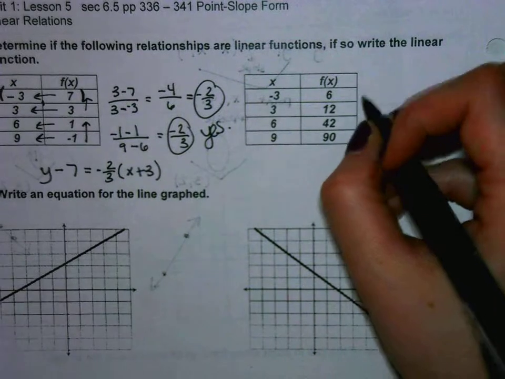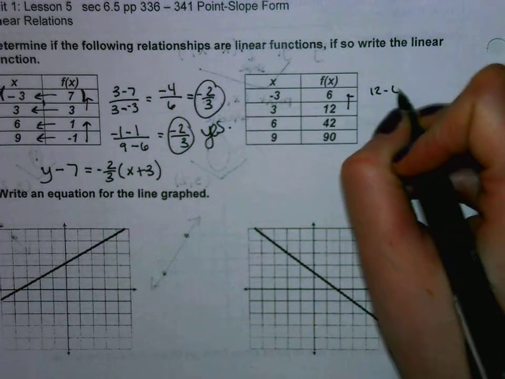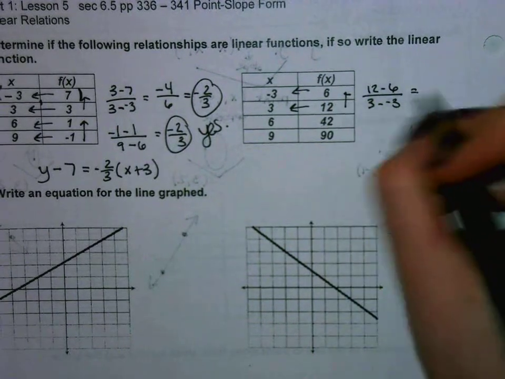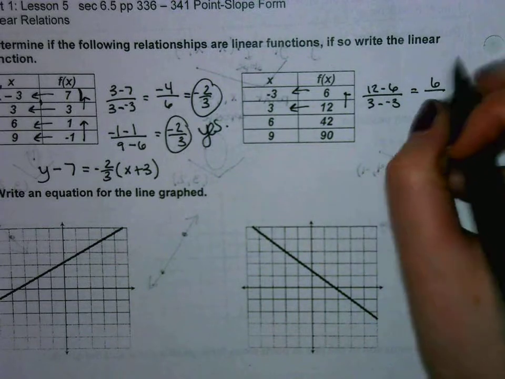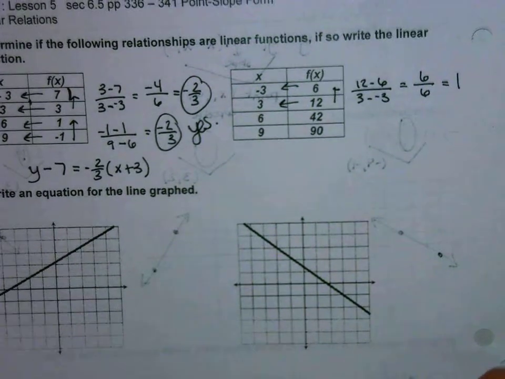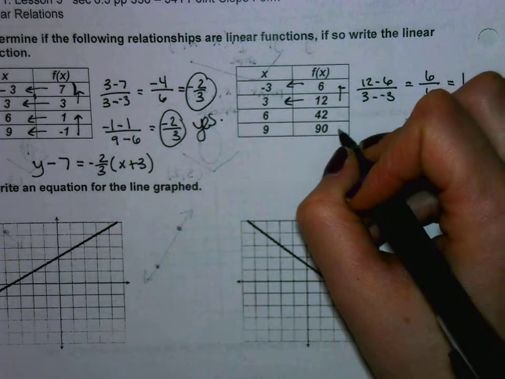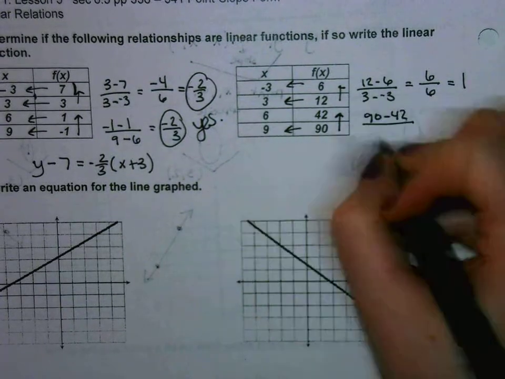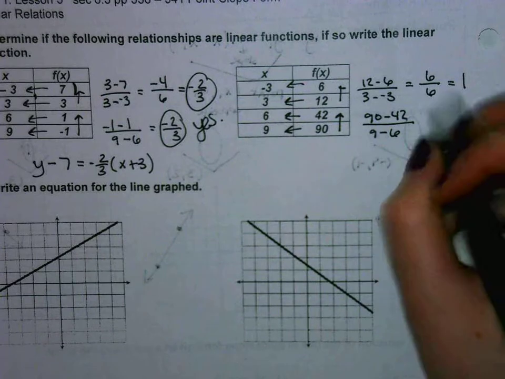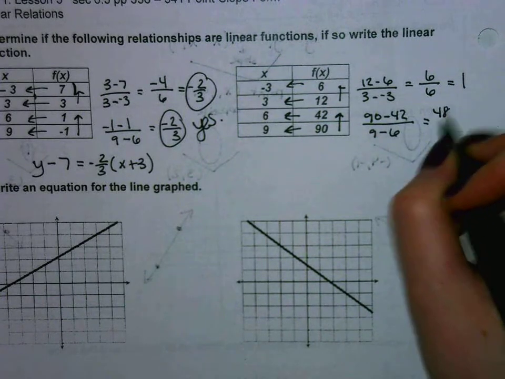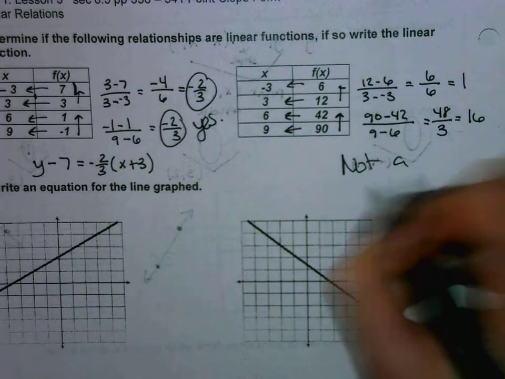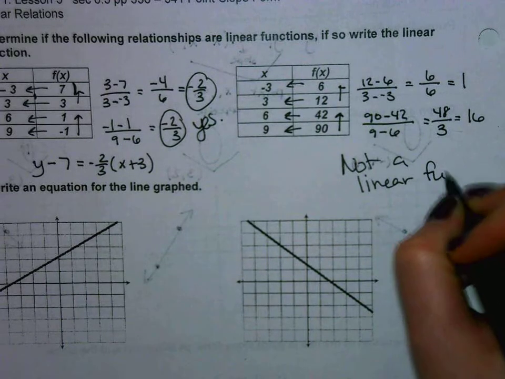So let's take a look at this second one, see if it's a linear function. So let's do 12 minus 6 divided by 3 minus negative 3. 12 minus 6 is 6. 3 minus a negative 3 is 6, which equals 1. So to make sure it's linear, let's check the next two. 90 minus 42 divided by 9 minus 6. 90 minus 42 is 48. 9 minus 6 is 3, which equals 16. So this is not a linear function. So we can't write this in point slope form.